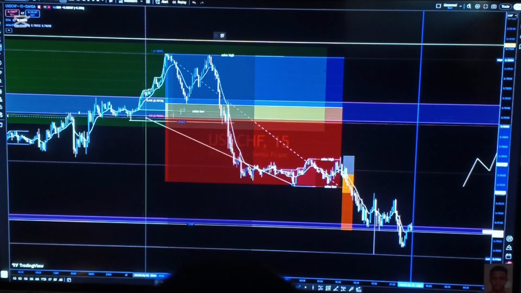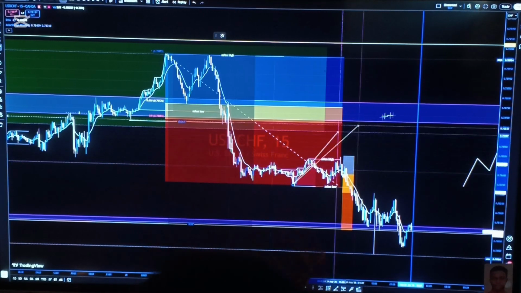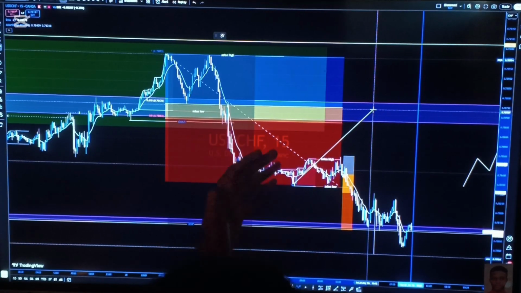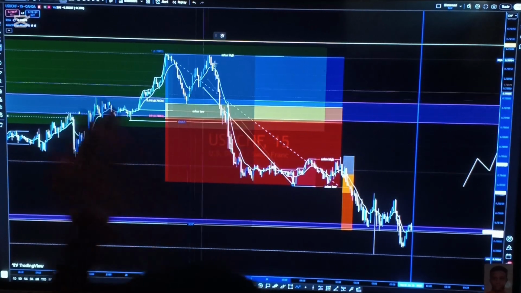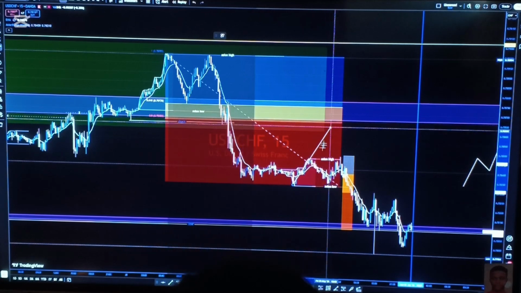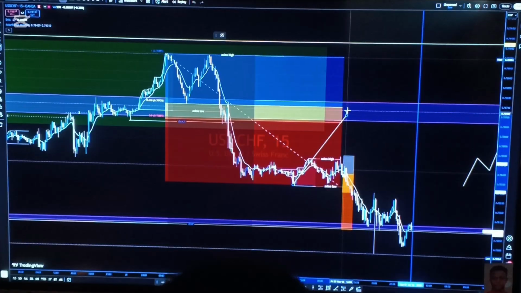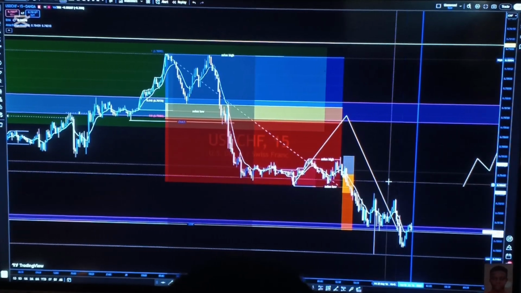These are resistance zones. Whenever price is below the resistance zone, it goes down. Whenever it's above, it goes up. So I was waiting for a retest because this is a break. I was waiting for it to retest the 50% zone and the resistance zone to sell.